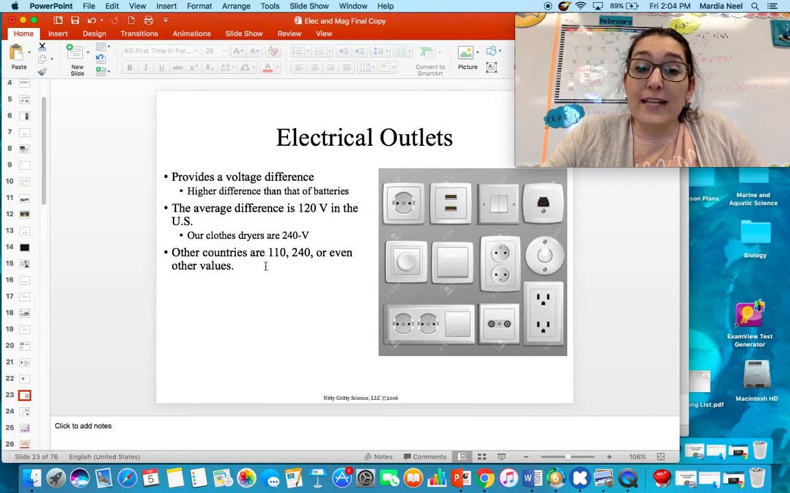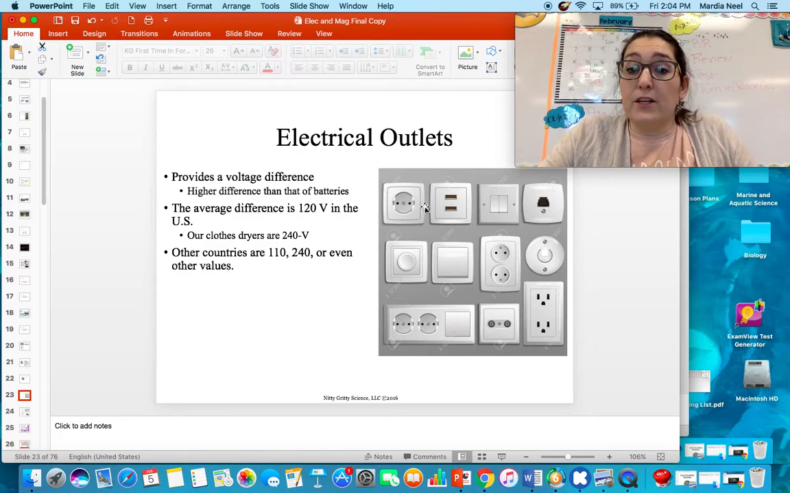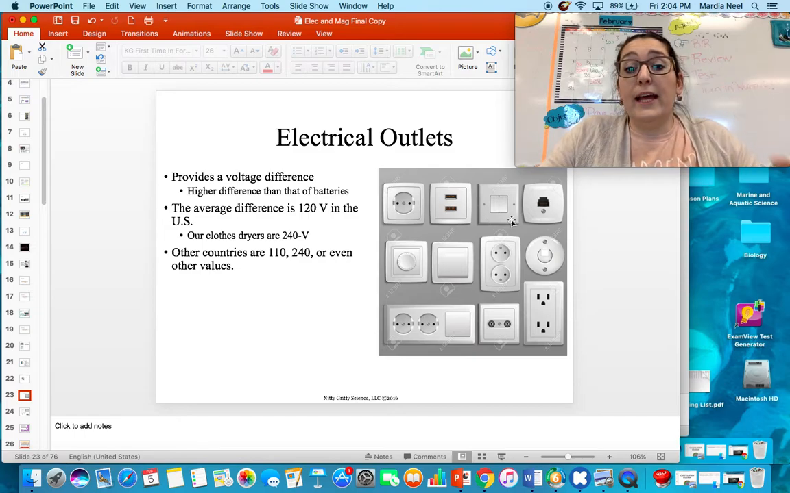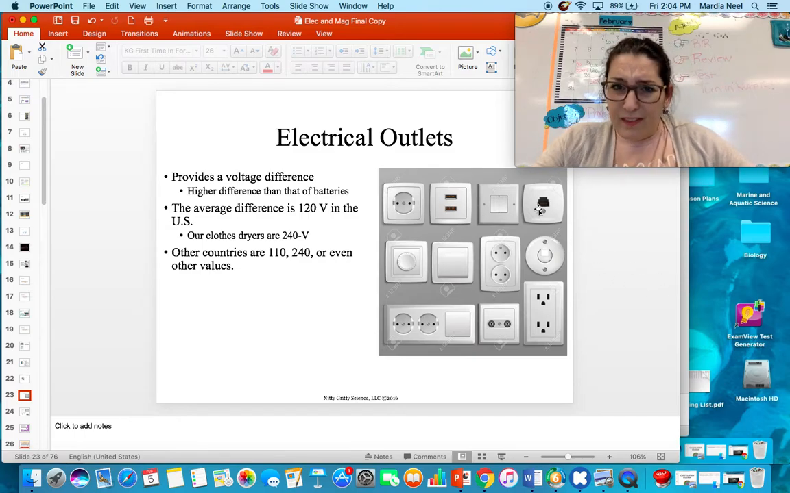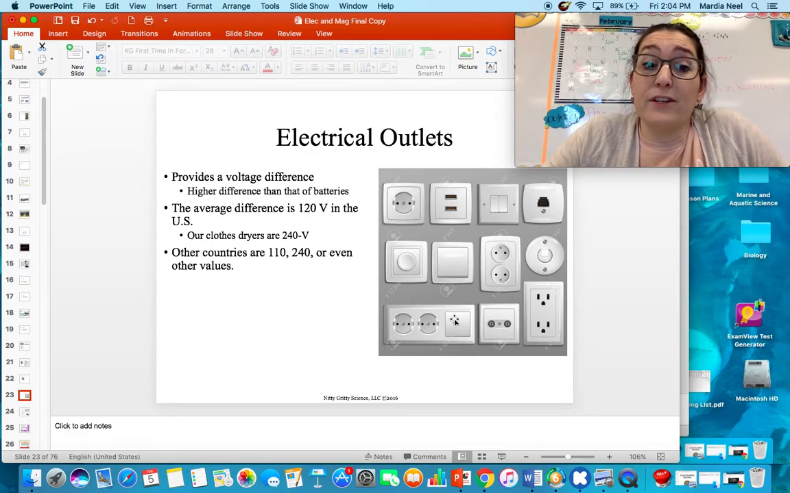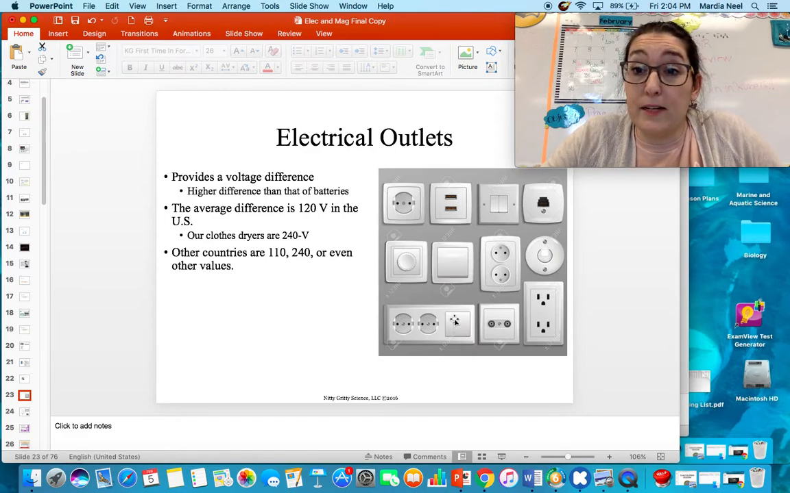Other countries have different outlets. They have different charges. In some countries, all the outlets are round. In some countries, we do have USB chargers now. Those are a different shape. We have, this is a phone. This is some other countries. They're all different shapes. They can be different charges, and they can have different step downs in other countries.